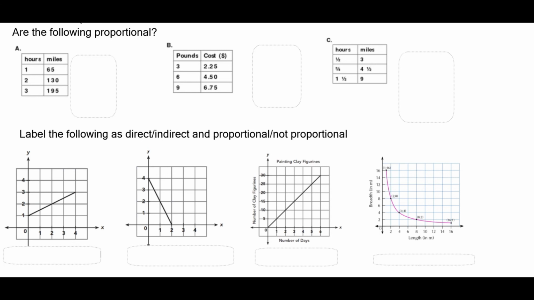Let's try some practice. We're going to look first at some data and try to decide if they are proportional. So if they're proportional, if I take hours and multiply it by something, I will get the number of miles, and that would be consistent. One way to quickly check that is to divide the miles by the hours. And if I do that, each time I get 65. So yes, this one is proportional.